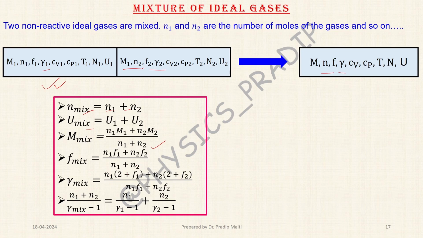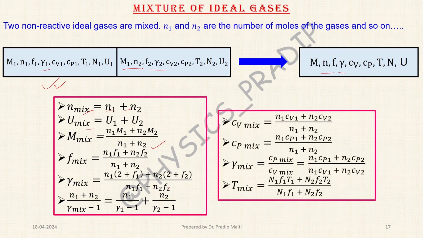And gamma for the mixture in terms of degrees of freedom is n1 into (2 plus f1) plus n2 into (2 plus f2) divided by n1 f1 plus n2 f2. This relation can also be given by (n1 plus n2) upon (gamma mix minus 1) is equal to n1 divided by (gamma 1 minus 1) plus n2 divided by (gamma 2 minus 1).